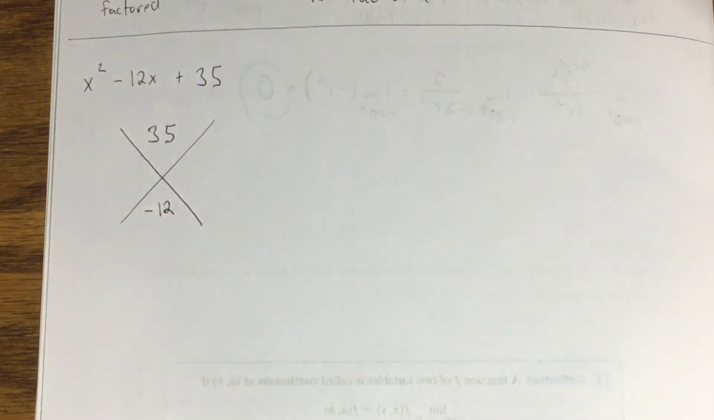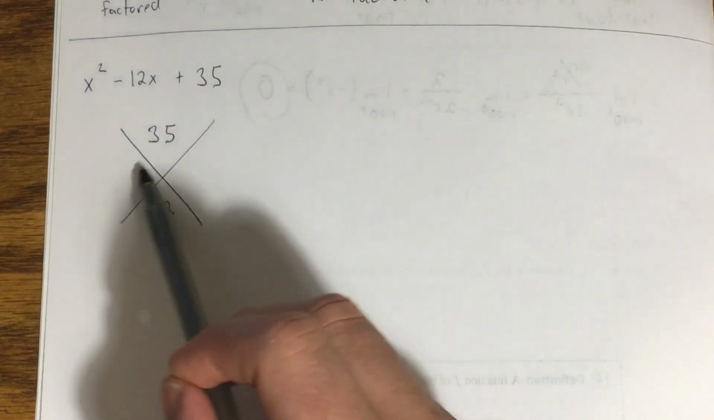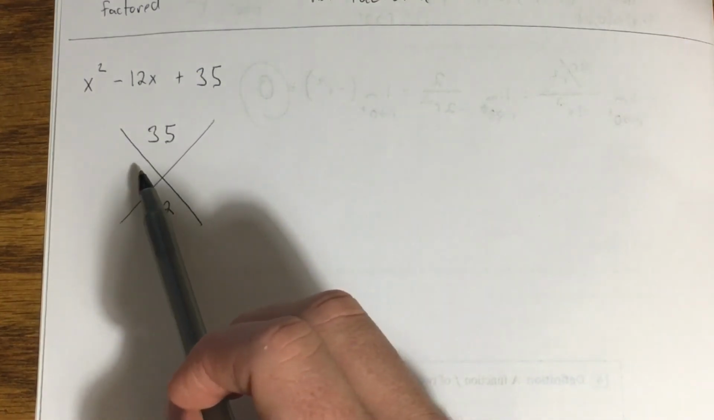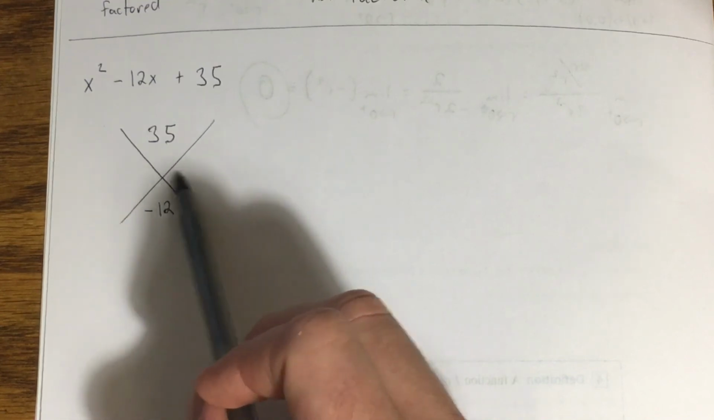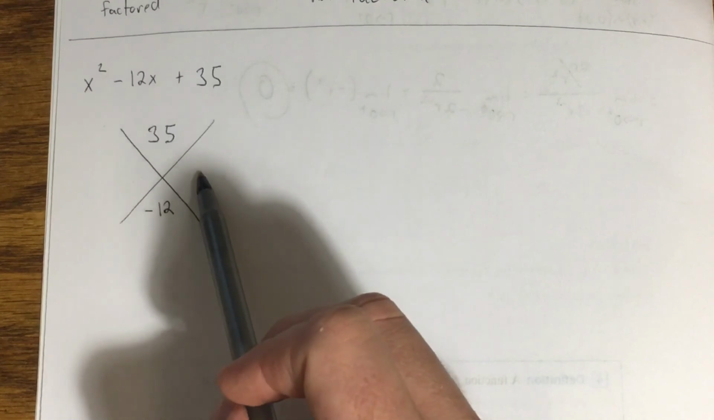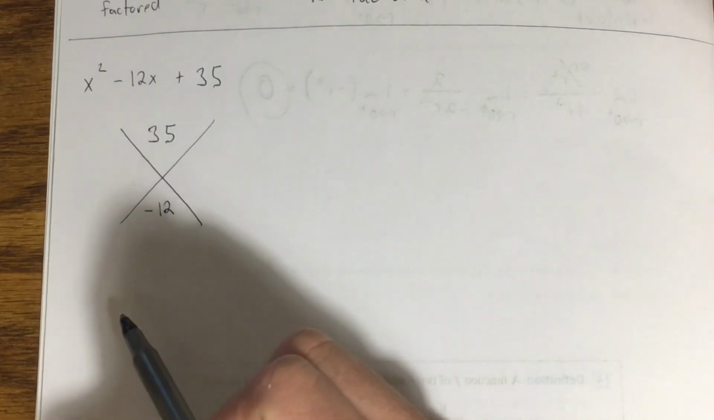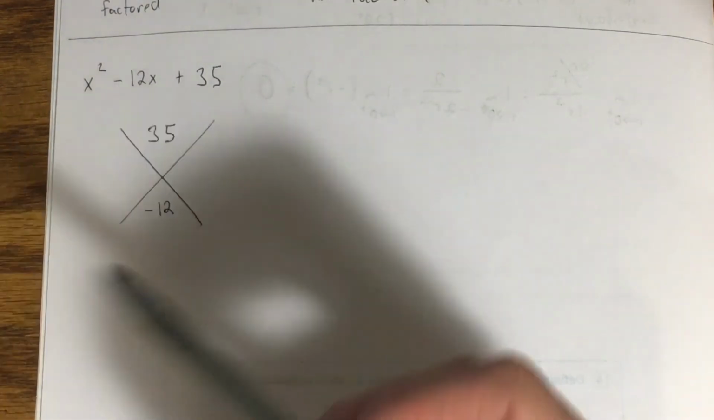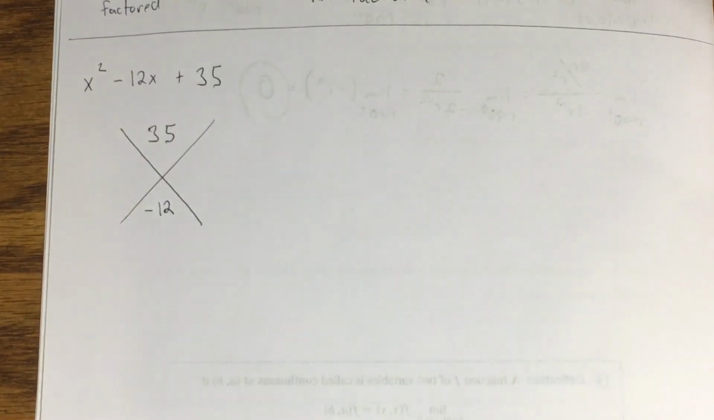And here's your goal. We're going to fill in these two sectors here and here with numbers that do two things at the same time. The two numbers need to multiply together to make 35, and they also need to add together to make negative 12. If no two numbers exist, then you can't factor this. But if you can find a pair of numbers that satisfy those conditions, you use them to factor this.